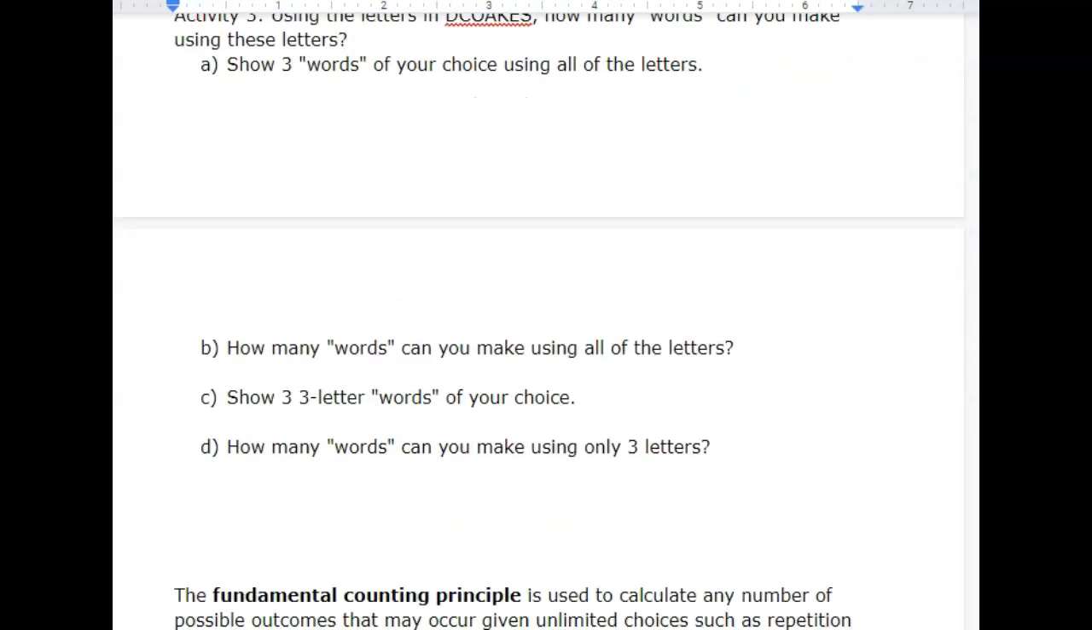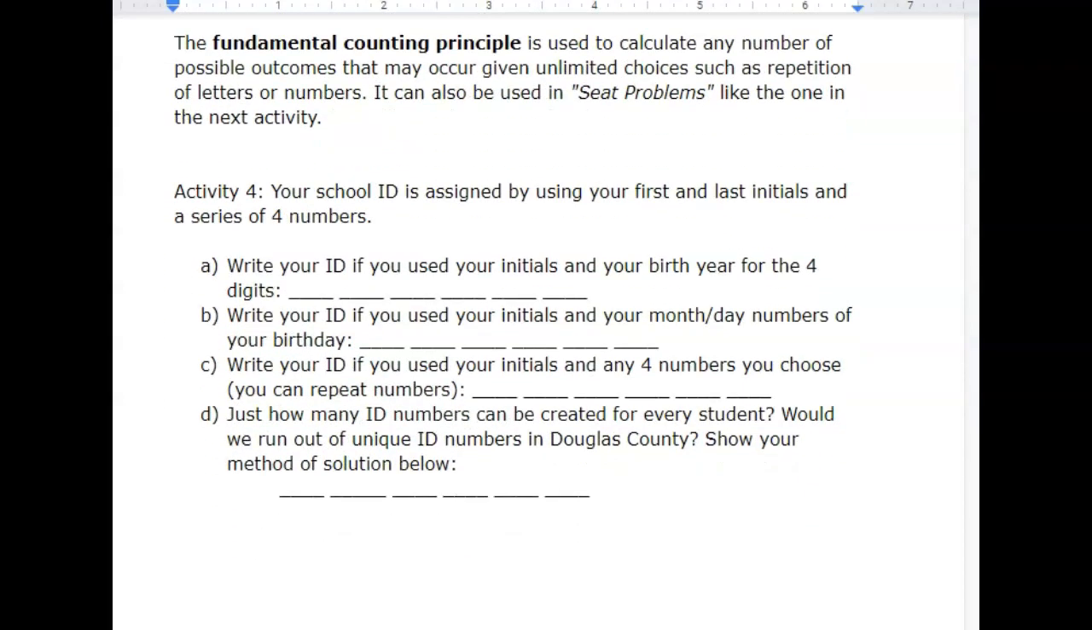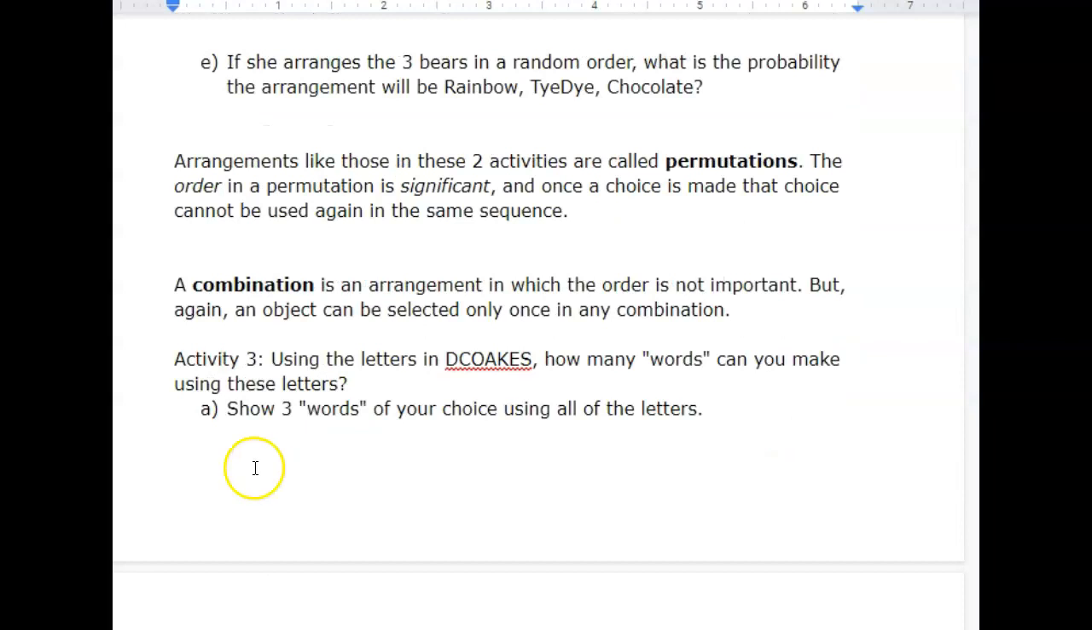What I will do later today is post some helpful hints and some answers to this, but I do want to see your thinking and your work. And please let me know what help you need.